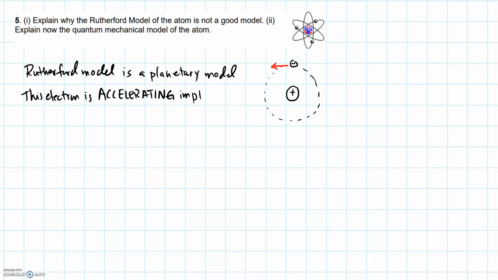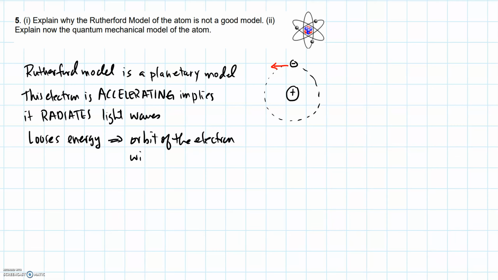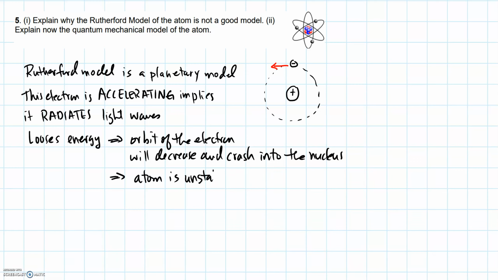And as it radiates light waves, it loses energy. And as it loses energy, this implies that the orbit of the electron will decrease and crash into the nucleus. So this implies from the Rutherford model that the atom is unstable and dies off in 10 to the negative 8 seconds.